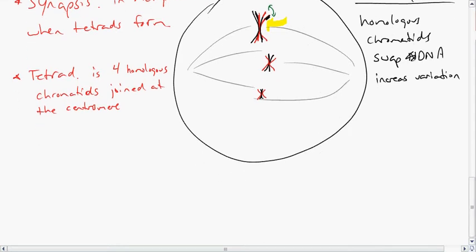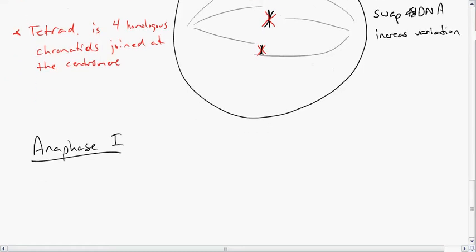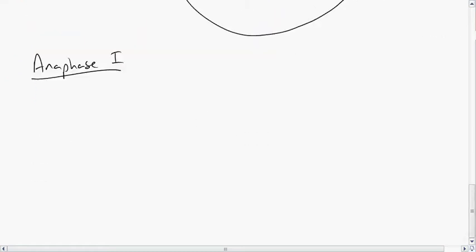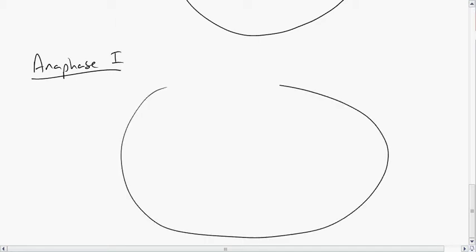All right, so the next phase, if you remember, is going to be anaphase. And this is going to be anaphase 1. In anaphase 1 is where the chromosomes are going to be pulled apart to the poles of the cell. So I'm going to draw the cell being kind of stretched out. And we'll draw the spindles here, pulling them apart.